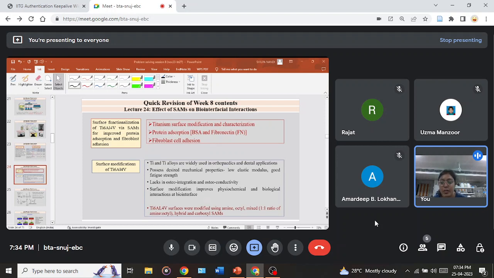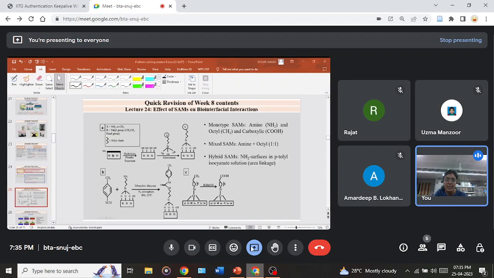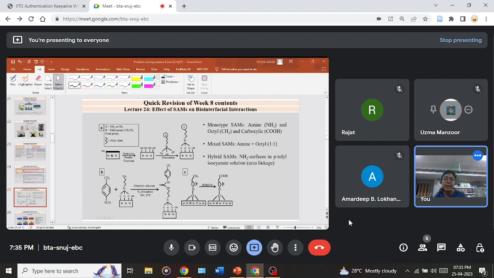So titania surfaces were modified using amine, octyl, and mixed, hybrid and carboxyl SAMs. So various studies were done, like in this case, monotype SAMs containing amine and carboxylic group, mixed SAMs containing both amine and octyl group, and hybrid SAMs containing amine surfaces in p-tolyl isocyanate solution, that is urea linkage.